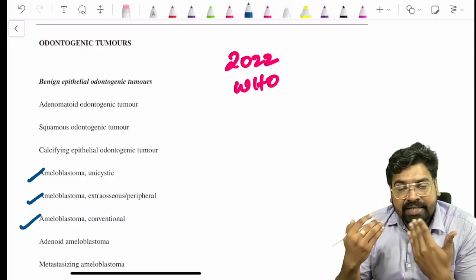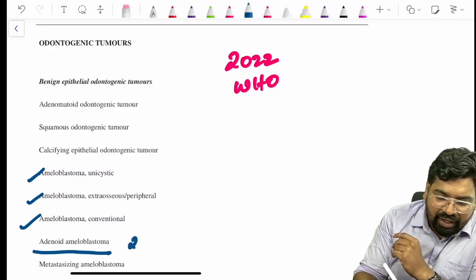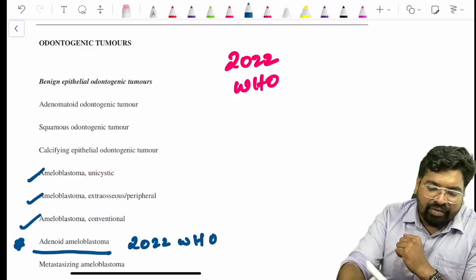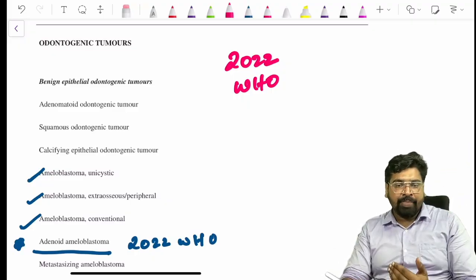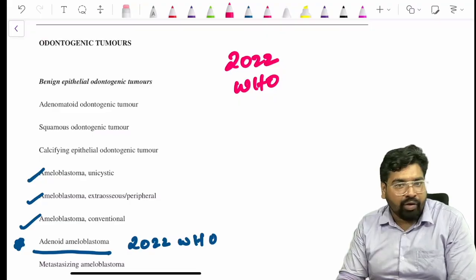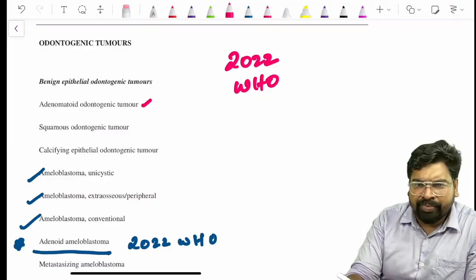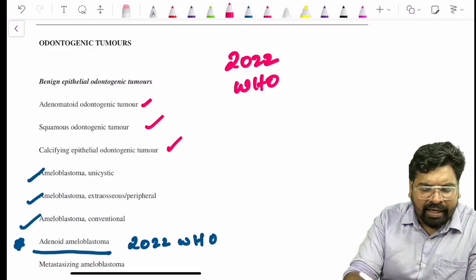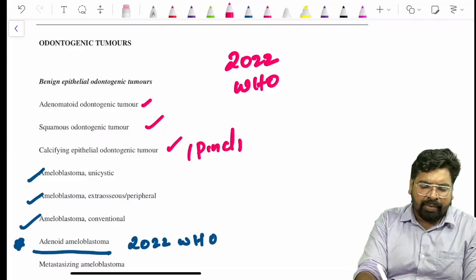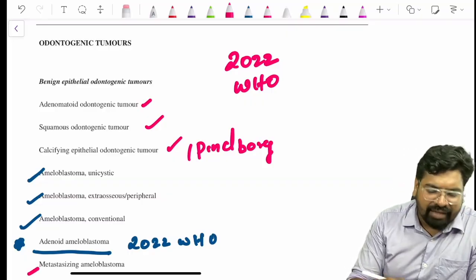Now the latest introduction in 2022 is the adenoid ameloblastoma. This was introduced in the WHO 2022 classification. Please note, they can ask you which entity was introduced in WHO 2022, that is adenoid ameloblastoma. The other tumors are adenomatoid odontogenic tumor, AOT, the squamous odontogenic tumor, and CEOT, calcifying epithelial odontogenic tumor, or the Pindborg tumor. These were there from the previous classification, and one more was metastasizing ameloblastoma.